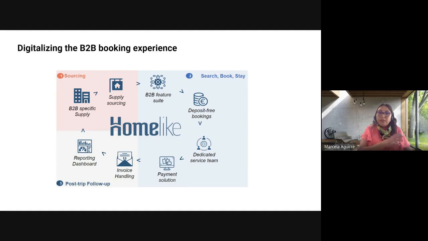What happened with the last part? Post-trip follow-up. There is going to be a centralized invoice collection and handling and reporting on insights about costs and travel trends. What this graphic means is that we are closing the circle. We are involving all the stakeholders within your organizations in one account, one dashboard.